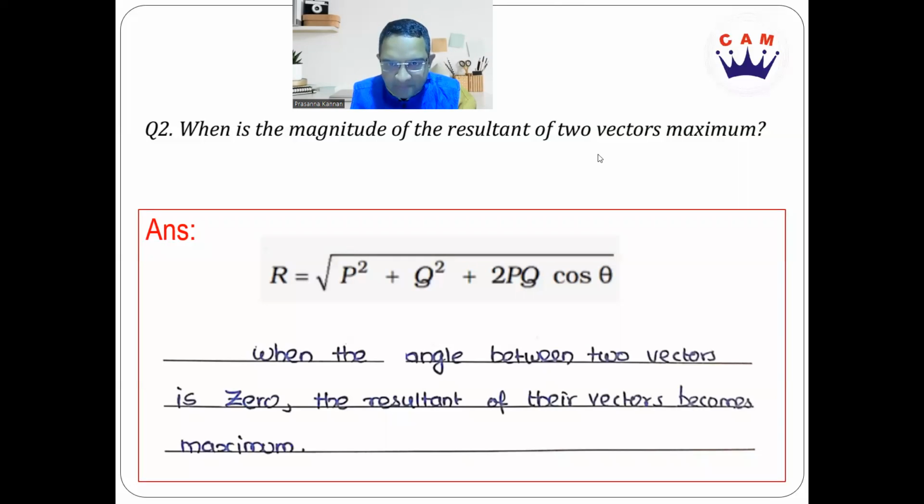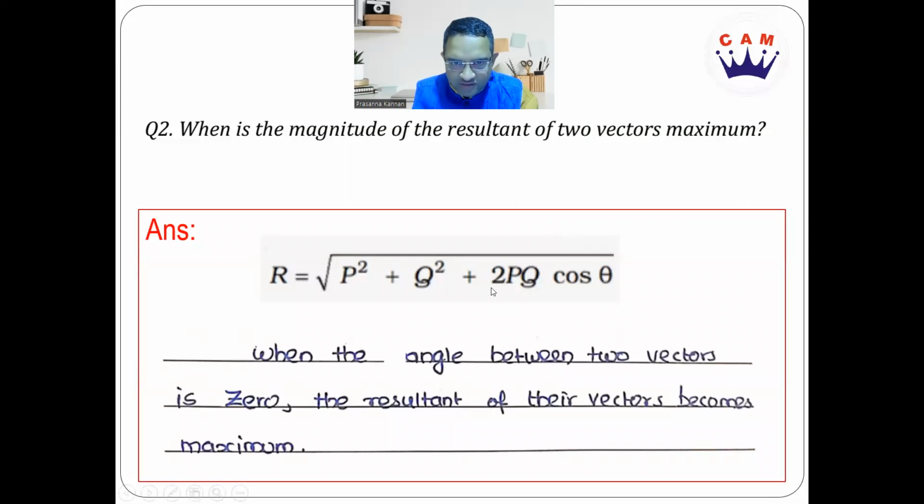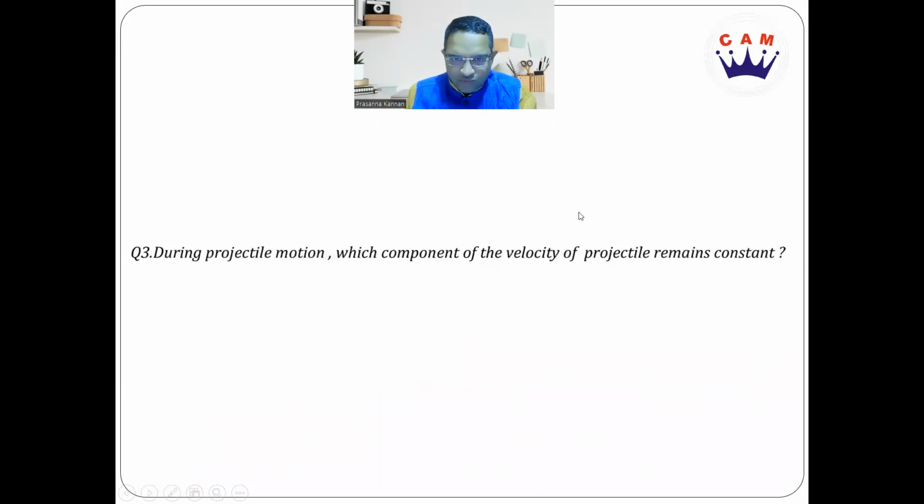Yes, Emmanuel, as you said, going by this equation, if P and Q are two vectors, then the resultant is given by root of P square plus Q square plus 2PQ cos theta. So the resultant depends on the angle theta, or in other words, cos theta. So R will be maximum when cos theta is maximum. And what is the maximum value of cos theta? 1. That happens when theta is equal to 0. Clear? Let's move on.